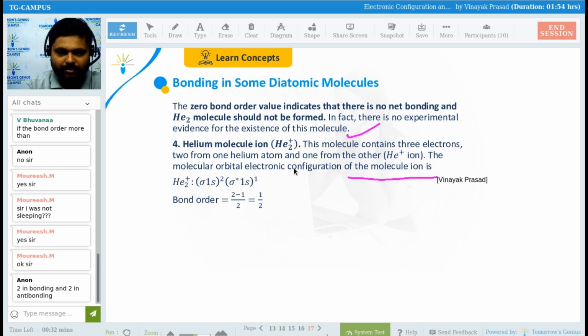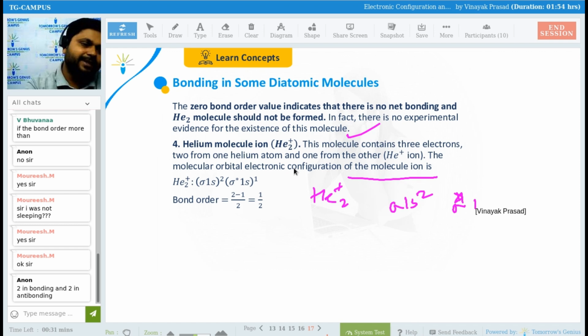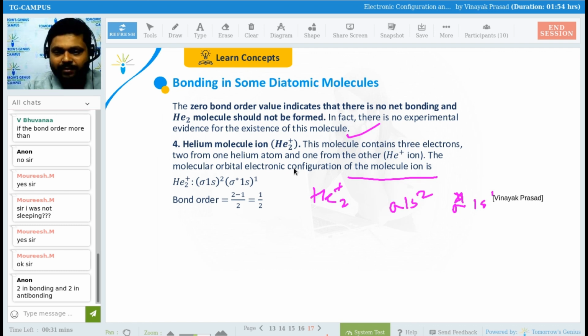The molecular orbital electronic configuration of the molecule will be what? Sigma 1s2, and sigma star 1s2. Getting my point, everyone? See here, how will we write the electronic configuration for He2 plus? One will be sigma 1s2, right? And for anti-bonding, what will we write? Sigma star 1s1 will be there, because there is a plus charge. If a plus charge is there, then 1 electron will be less than the count. So it will be 1s1 only. Sigma star 1s1 will be there.